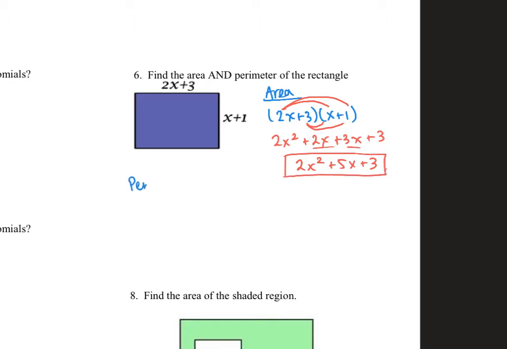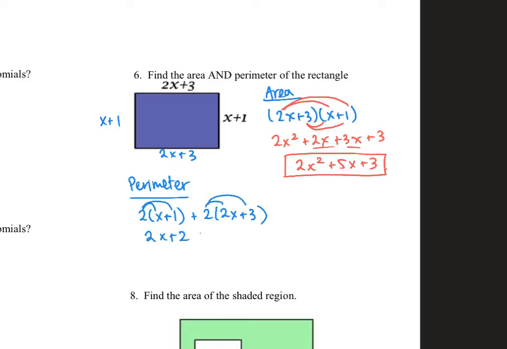And then to find the perimeter, okay, we know that this is x plus 1 and this is 2x plus 3. So one way we could write this is, we know we have two x plus 1s and we have two 2x plus 3s. So we can add up all the sides this way. So first we need to distribute. So this is 2x plus 2, and then distribute here, plus 4x plus 6, and now we combine like terms. So 2x plus 4x is 6x, and then I have 2 and 6, which is 8. So this is the perimeter of the rectangle.